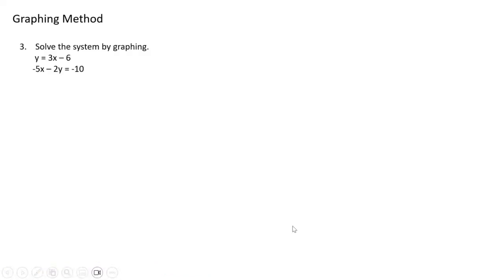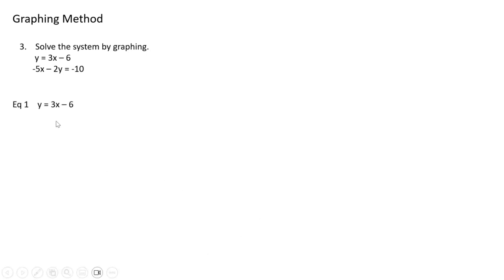Okay, let's do some examples of these. For example, this is number 3. Solve the system by graphing. I'm going to solve this very same system in 3 ways: by graphing, by substitution, and the elimination method. Let's first do it by graphing. So by graphing, I'm going to graph both equations.